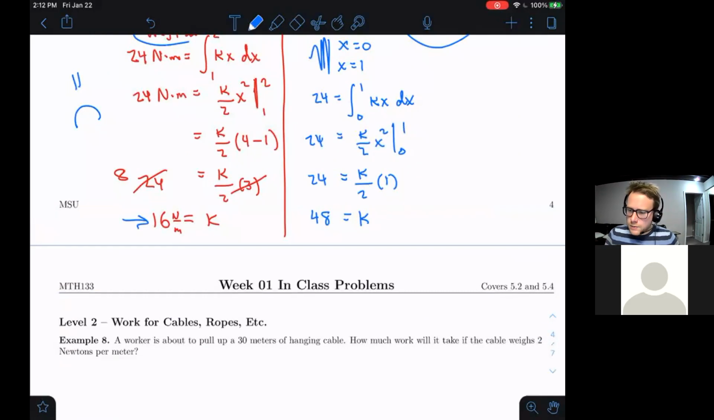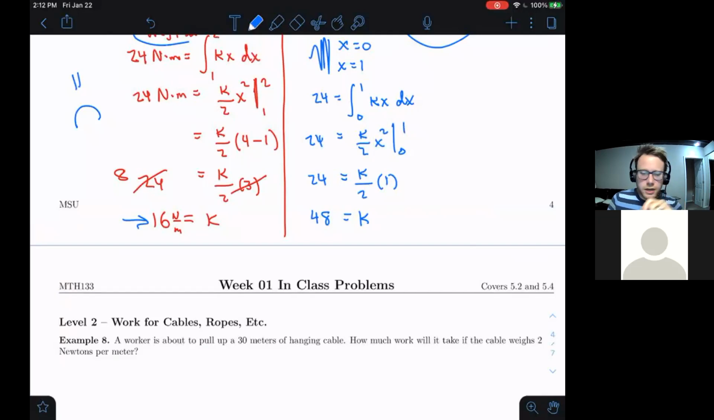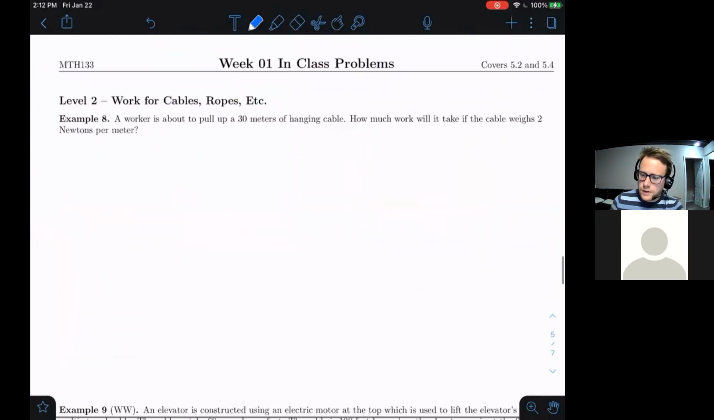Okay, and I see one hand raised. Why don't we go ahead and take a verbal question, and then we'll move on to the level 2 stuff. Catherine, you're up if you have a question.